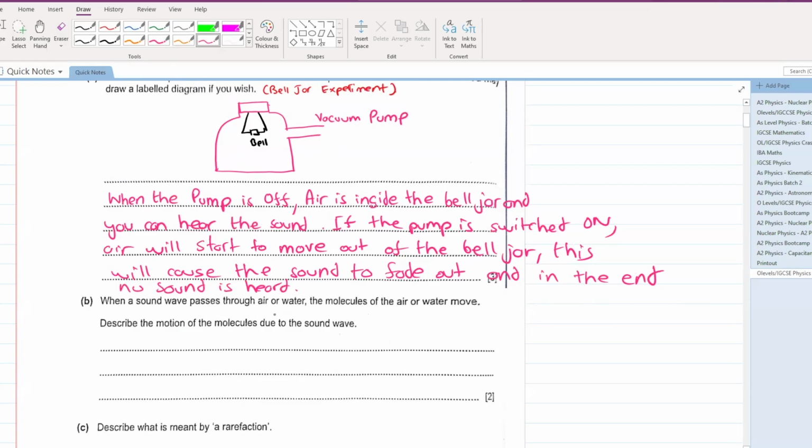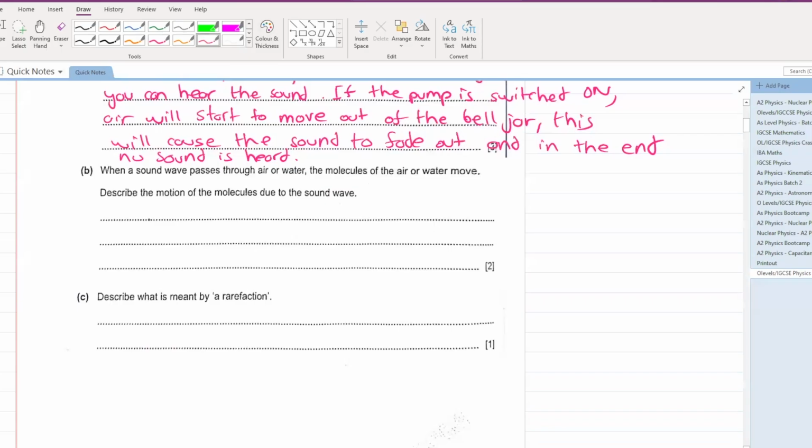When a sound wave passes through air or water, the molecules of air or water move. Describe the motion of the molecules due to the sound waves. How do the molecules move due to the sound wave? The molecules vibrate parallel to the motion of wave travel. Simple as that.